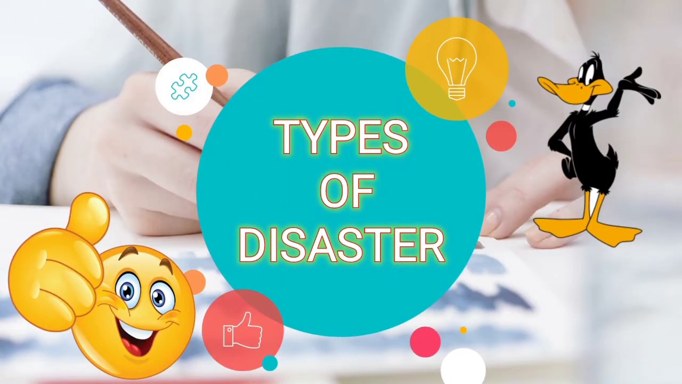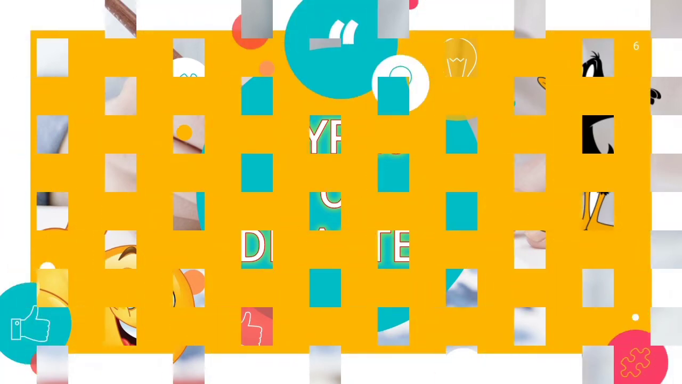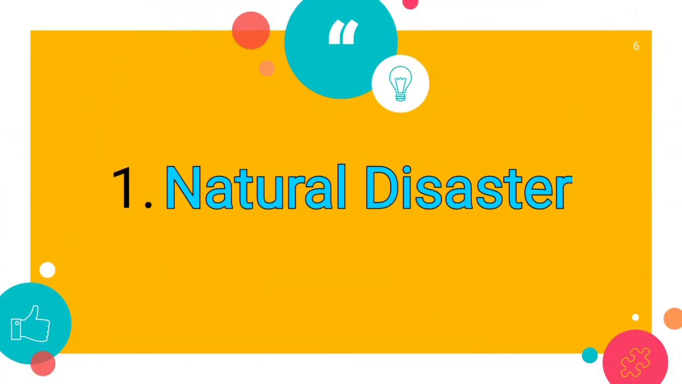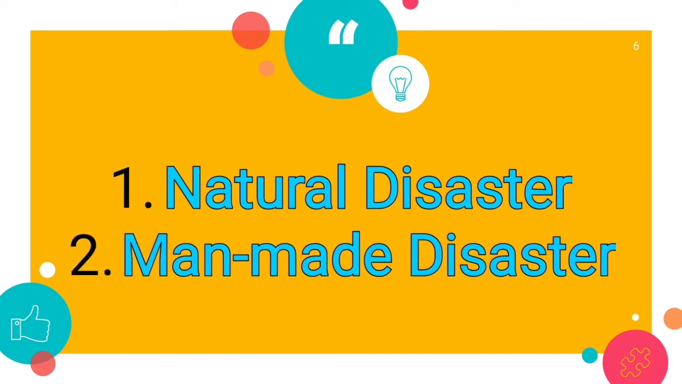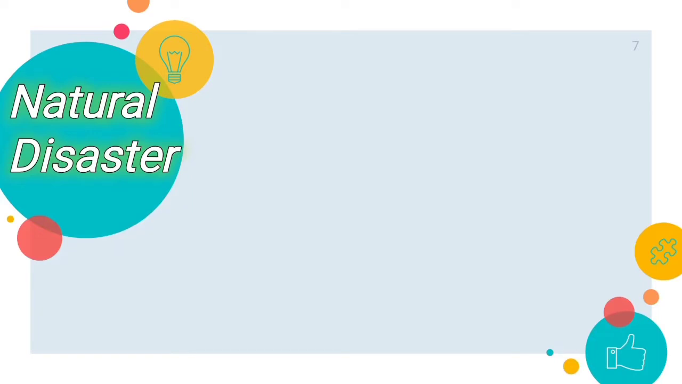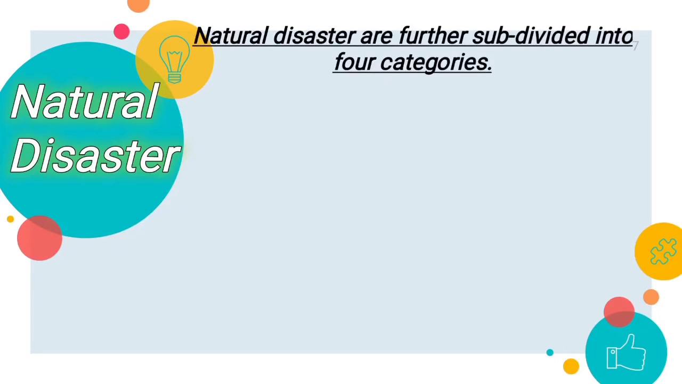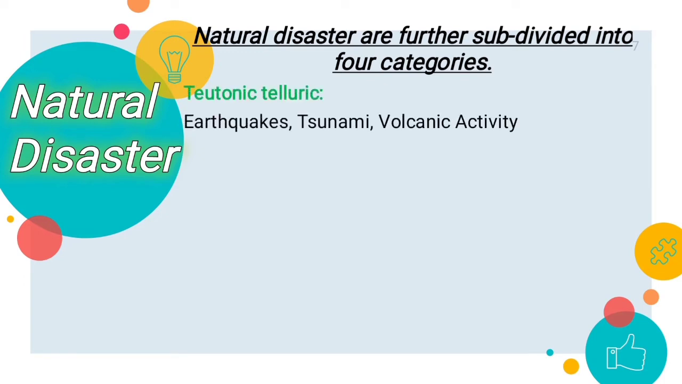Types of disaster. There are mainly two types of disaster. First one is natural disaster and second one is man-made disaster. Natural disaster. Natural disasters are further subdivided into four categories. First category is tectonic telluric.